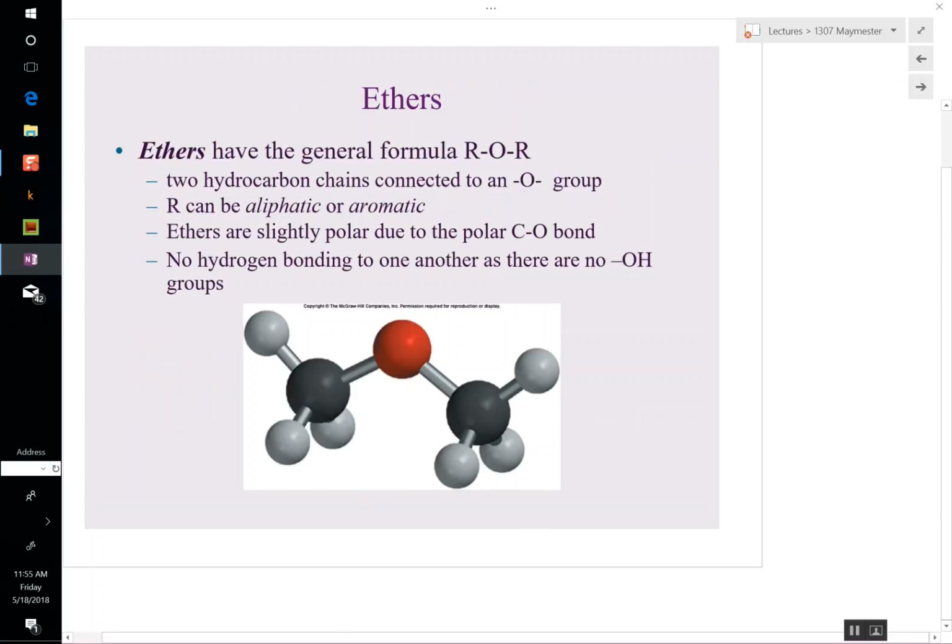Okay, ethers. I already introduced this. The general formula is ROR, where R is any kind of a carbon species. It can be 1 carbon, 2 carbons, 5 carbons, and you've got a carbon on either side of the oxygen. You don't have a carbon-oxygen double bond. These are carbon-oxygen single bonds. There is dimethyl ether.